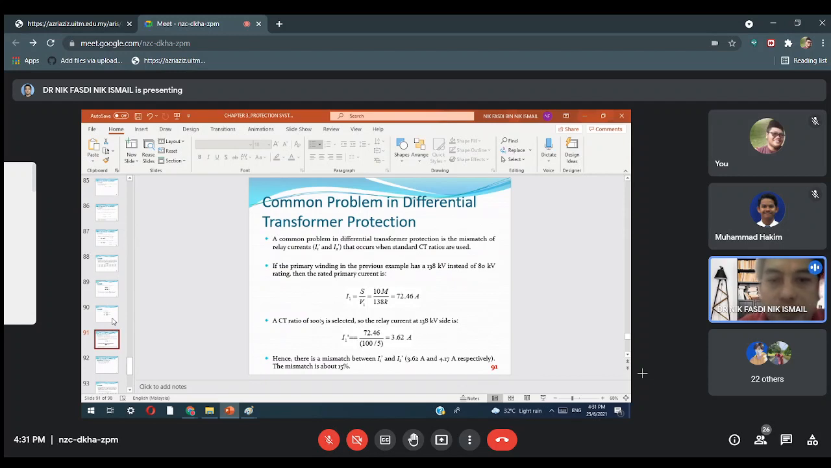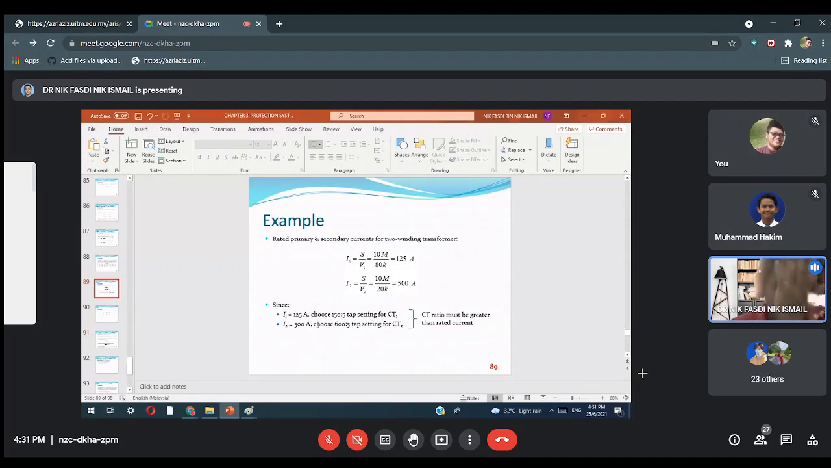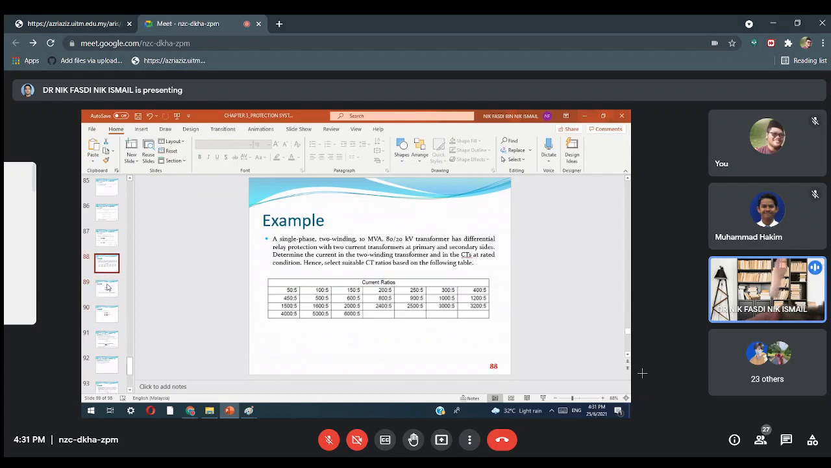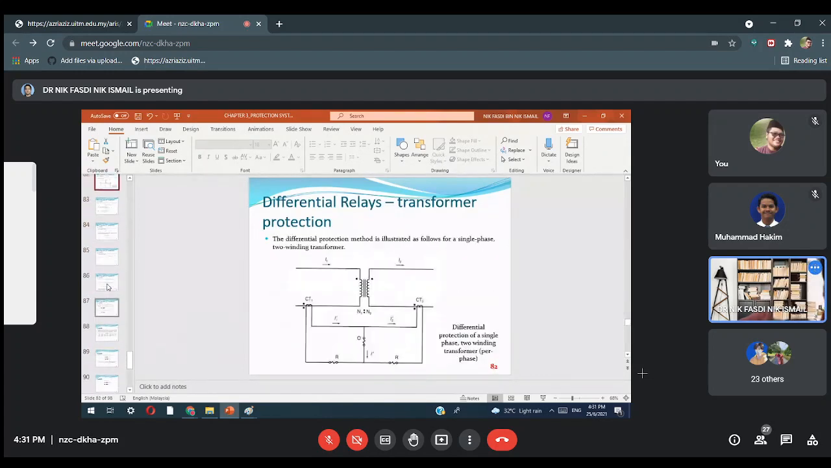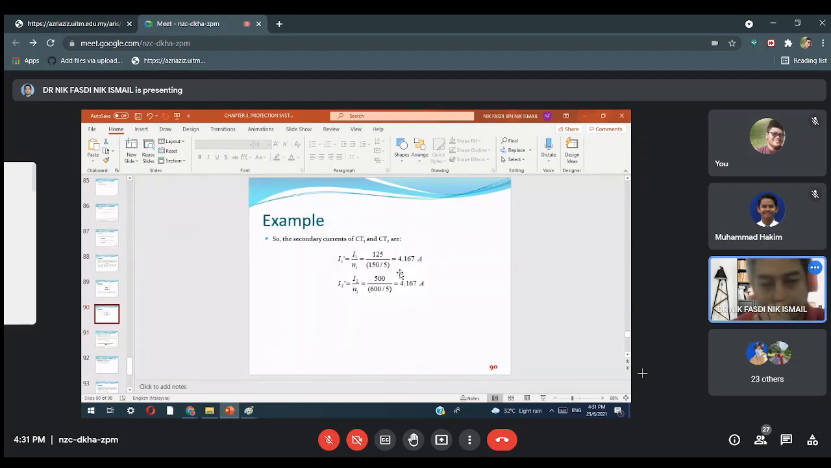Okay, common problem in differential transformer protection. A common problem in differential transformer protection is the mismatch of the relay current I1 prime and I2 prime that occurs when standard CT ratios are used. Contoh yang tadi bila kita choose the suitable CT ratio, ini betul kan? What happen is kalau case ni you dapat nilai yang sama, there's no mismatch between the I1 prime and I2 prime. You fahamkan konsep of differential relay, dia based pada mismatch between the currents. Okay, maksudnya kat sini kalau ada mismatch, ini akan turn on, dia akan trip, dia akan protect. So issue dia sekarang ni, from the first calculation kita buat tadi, what happen is dia tak ada mismatch, dia sama kan. Maksudnya kita choose the correct CT ratio.